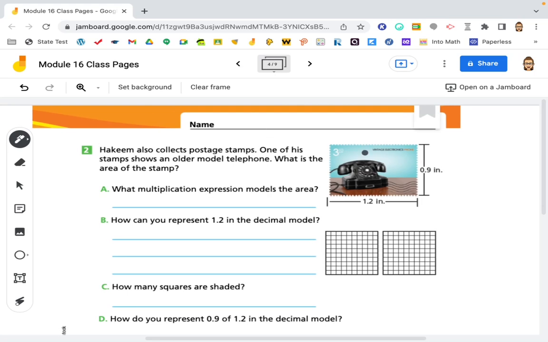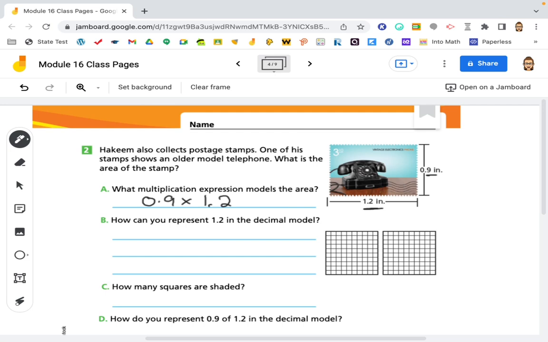Hakeem also collects postage stamps. One of his stamps shows an older model telephone. What is the area of the stamp? What multiplication expression models the area? So, we have these two numbers here. So that would be 9 tenths times 1 and 2 tenths.